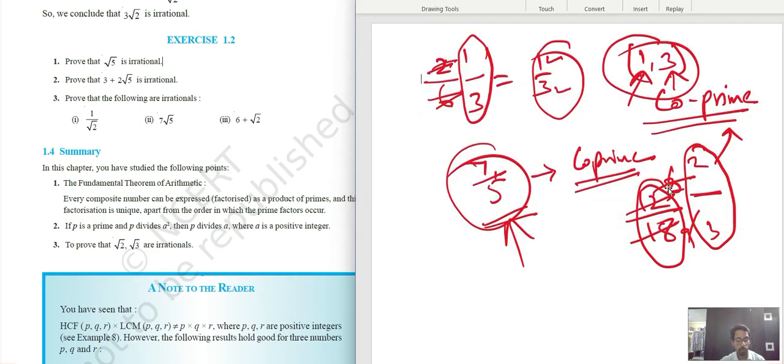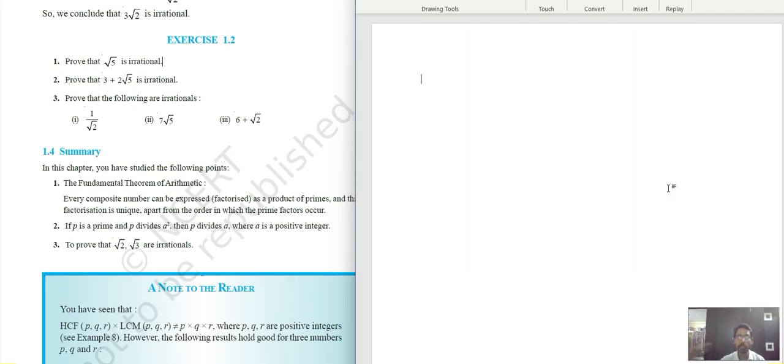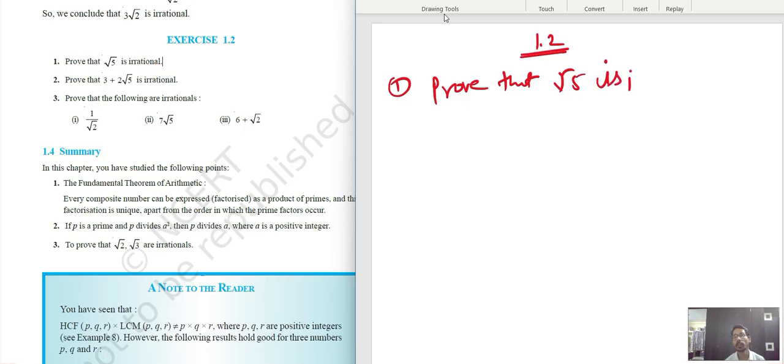Okay, so now we are going to discuss exercise 1.2 of NCERT of class 10th. Okay, the first question is: prove that root 5 is irrational. Any number may be here, root will be there, then we have to prove it.